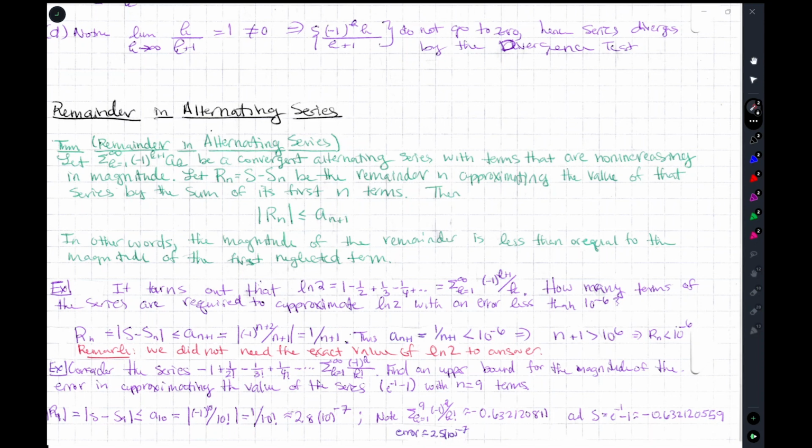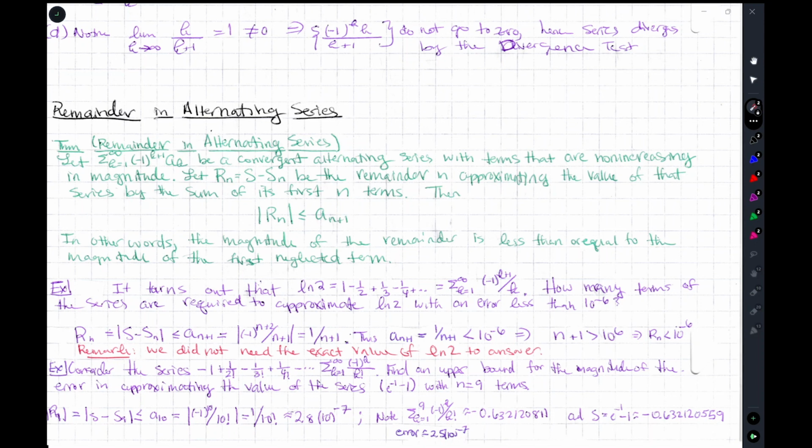I do include an extra note there that the actual sum of the first 9 terms is negative 0.6321208111, as you see there, whereas the exact value, S, is equal to e to the minus 1 minus 1, and that's its exact value. And the actual error is roughly 2.5 times 10 to the minus 7. So it's actually less than the bound on our error. Our bound is 2.8 times 10 to the minus 7. The error turns out to be 2.5 times 10 to the minus 7.